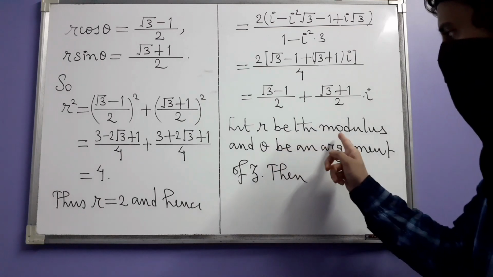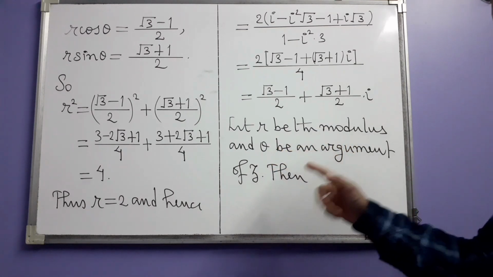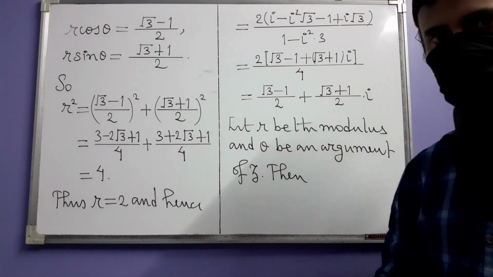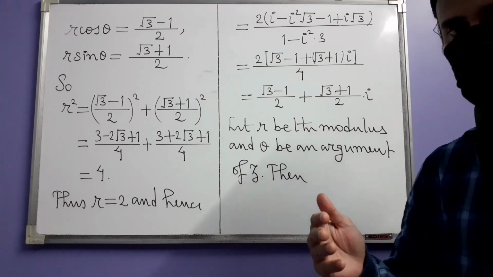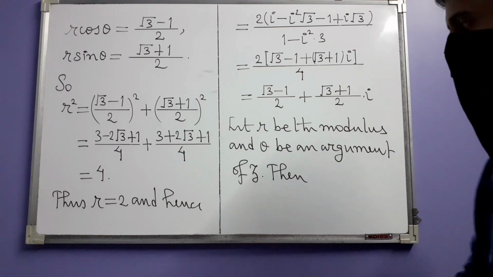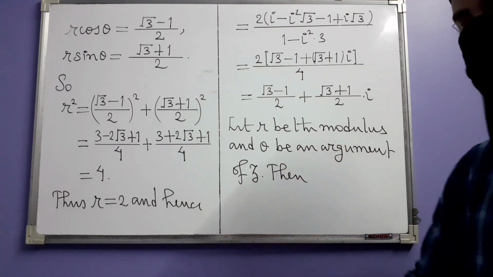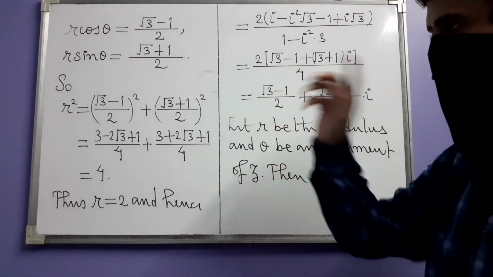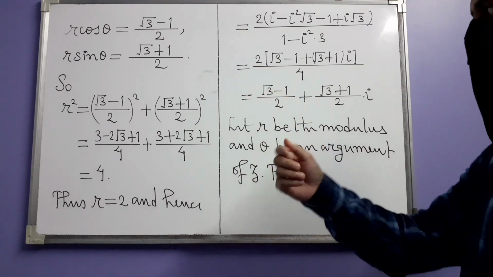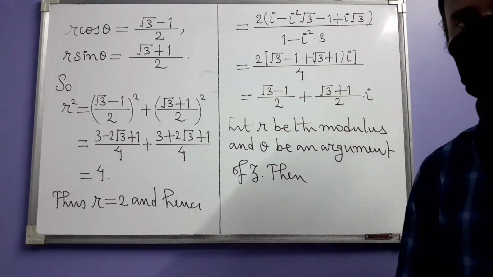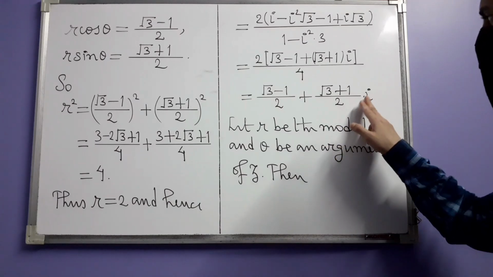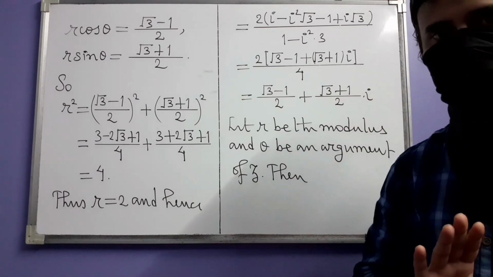So let r be the modulus and theta be an argument of z. Don't write let theta be the argument, because a complex number has infinitely many arguments and theta is one of them, any one. Then we know these relations. r cos theta is the real part and r sin theta is the imaginary part, and again I am repeating, i is not a part of the imaginary part.